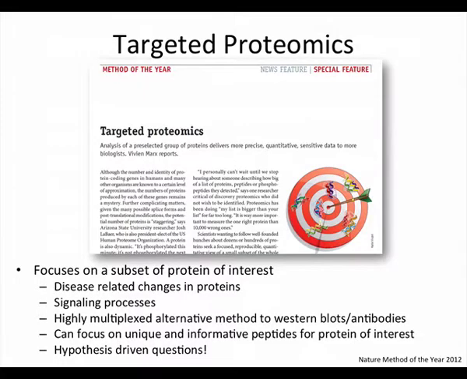So instead, if we can rely on tandem mass spectrometry, that may be a better approach to quantitatively measure proteins in the cell. And this method was considered the method of the year by Nature in 2012. And it focuses, again, on a subset of proteins of interest. So you can look at disease-related changes in proteins, signaling processing, and you can use highly multiplexed methods instead. So you can do hundreds of proteins and do really specific quantitation instead of doing hundreds of Western blots. So it can be a really powerful method. And instead of this sort of global proteomics, you can do more hypothesis-driven questions.